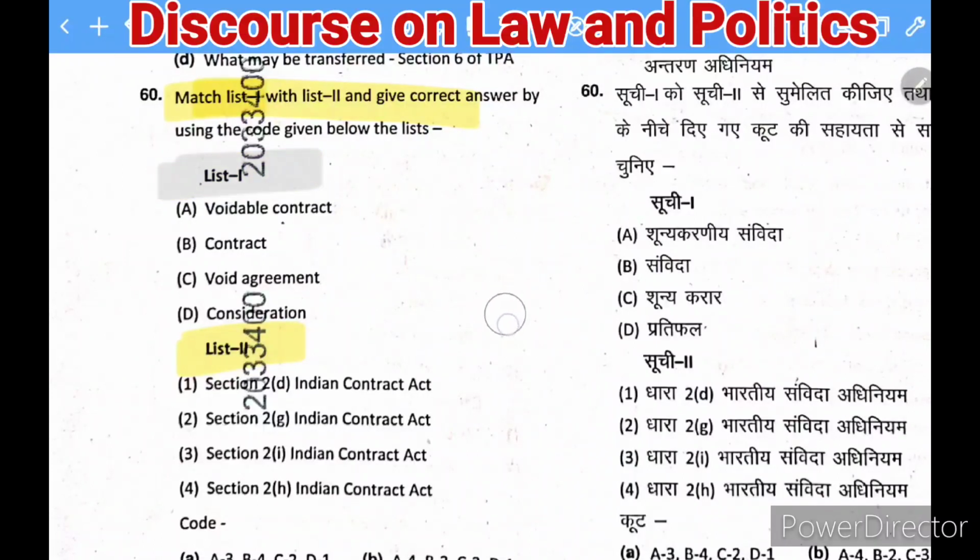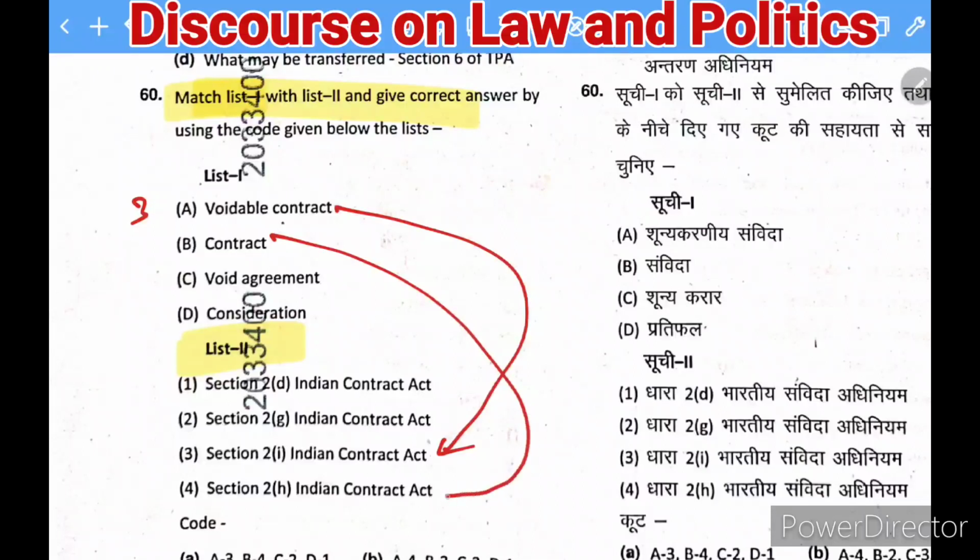So the voidable contract is in section 2I. So you just write here 3. Contract has been defined under section 2H. So just write here 4. Void contract has been defined under section 2G. Just write here 2. And consideration has been defined in section 2D. So just write here 1.